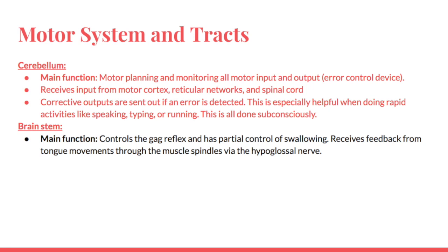The last one is the brainstem, and its main function is to control the gag reflex and has partial control of swallowing. It receives feedback from the tongue movements through the muscle spindles via the hypoglossal nerve.